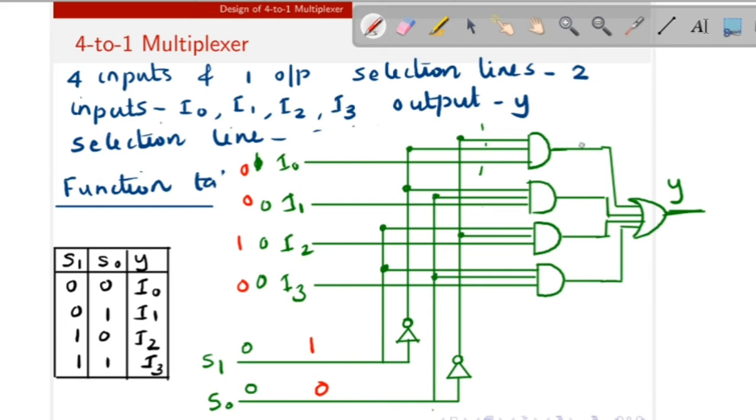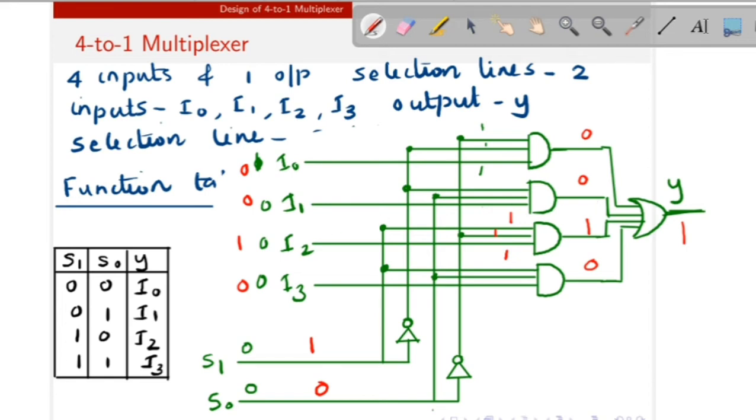When one of the inputs of the first, second and last AND gate is 0, it generates 0 output. For the third AND gate, I2 input is 1, S1 is equal to 1 so this input is 1, S0 is equal to 0, it takes the complement of that input, so this is equal to 1. All the inputs are 1, so it generates 1. For the OR gate, one of the inputs is 1, it generates 1. So the input of I2 is directed to the output. This is how, for the various combinations of S1 and S0, it directs the corresponding input to the output.